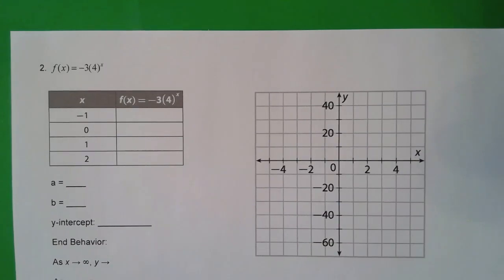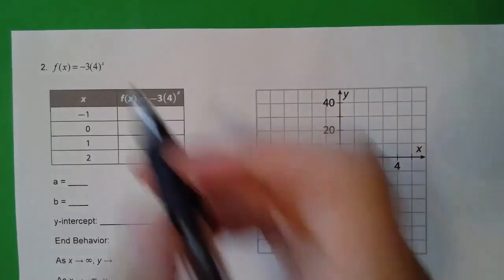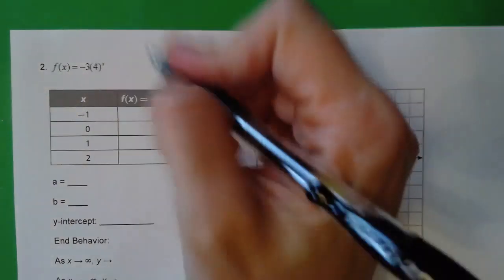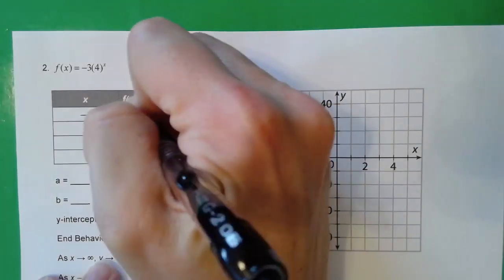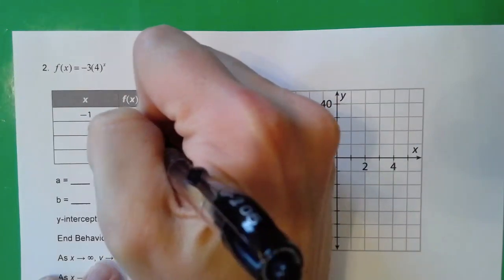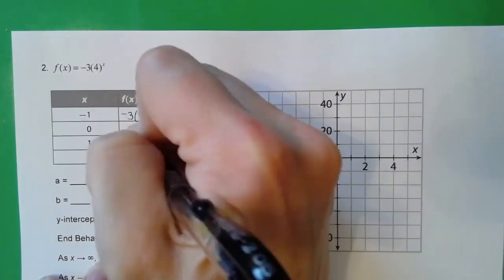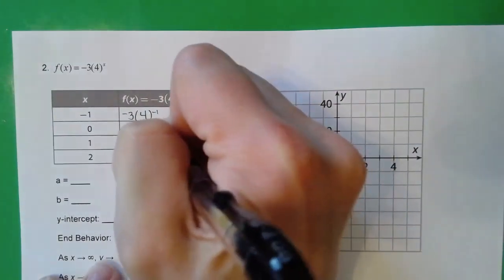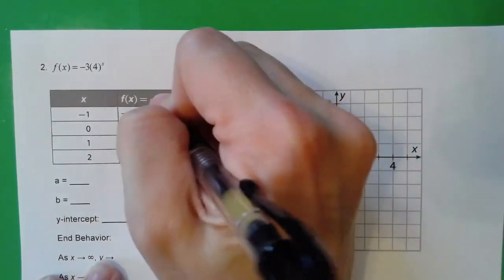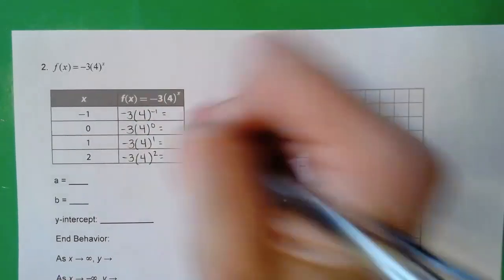That's something that question number 2 follows a similar pattern. In fact, it looks a lot like question number 1 did, but what's different is this negative out front. So it's going to be negative 3 times 4 to the x power. So I'll follow the same pattern for this one. I'll do negative 3 times 4 to the negative 1, to the 0, to the positive 1, and to the positive 2. And so I'll get values out for each of these.